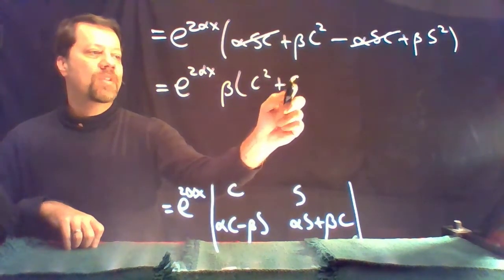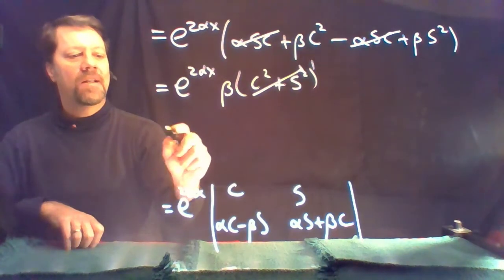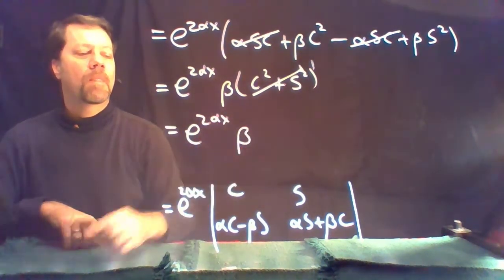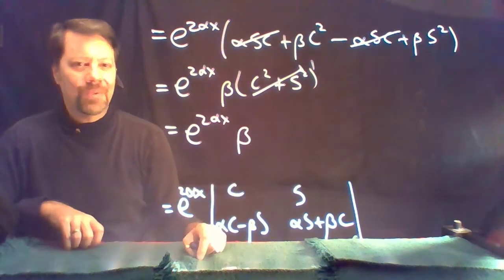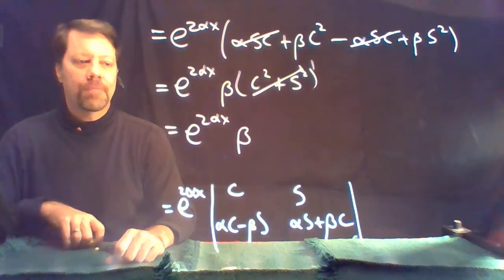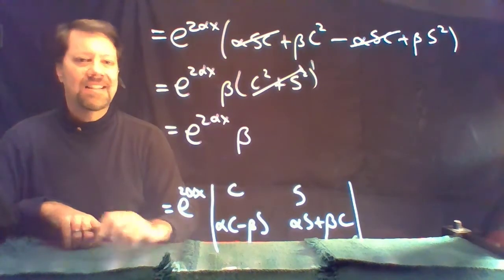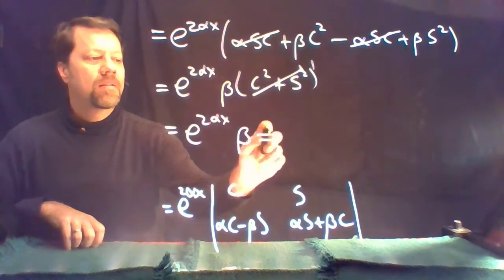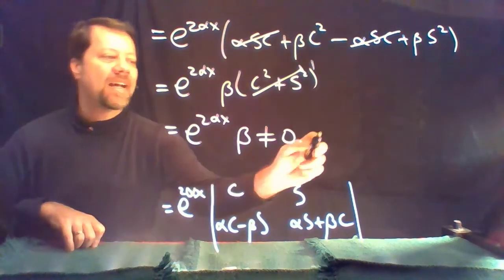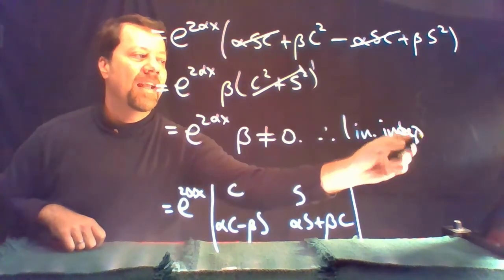What's left is cosine squared plus sine squared, which by the Pythagorean identity is equal to 1, and we get e to the 2 alpha x beta. Why does this not equal 0? It's obvious that the exponential function can never be 0, but we have also specifically assumed that beta is not 0. The fact that the Wronskian is not 0 means that these functions are linearly independent.